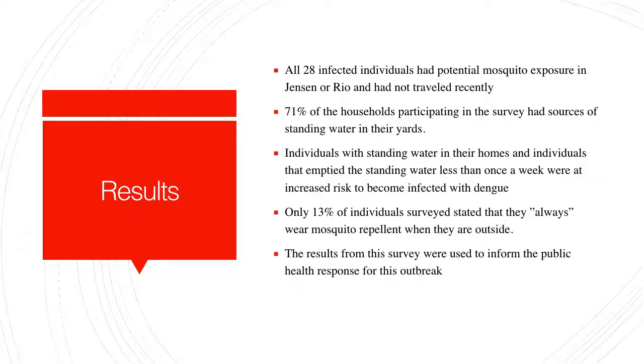From the survey, the Martin County Health Department learned that all 28 infected individuals had potential mosquito exposure in Jensen or Rio and had not traveled recently. 71% of the households participating in the survey had sources of standing water in their yards, and individuals with standing water in their homes and individuals that empty the standing water less than once a week were at increased risk to become infected with dengue. Only 13% of the individuals surveyed stated that they always wear mosquito repellent when they are outside. The results from the survey were used to inform the public health response for this outbreak.